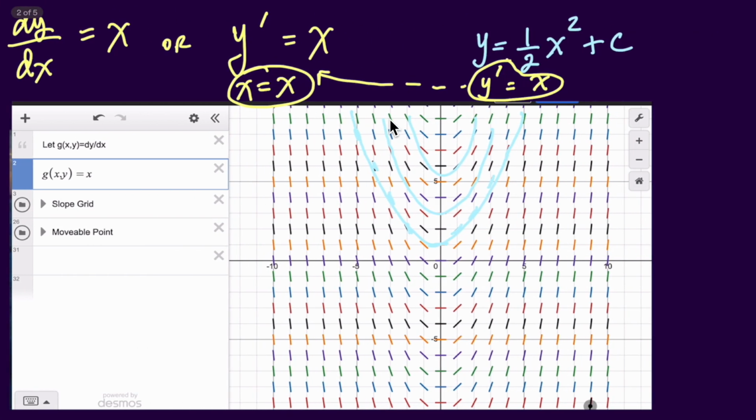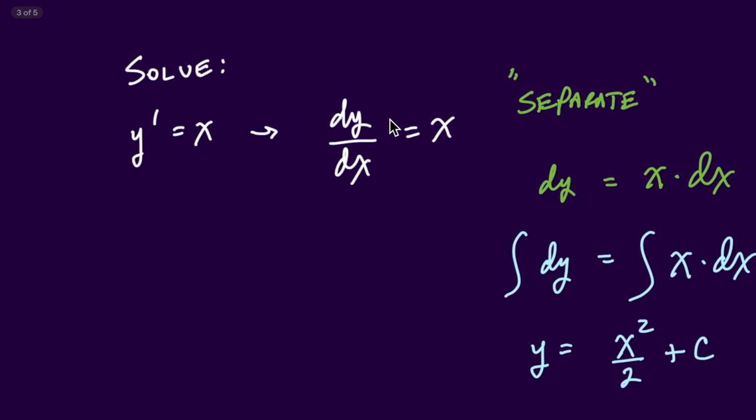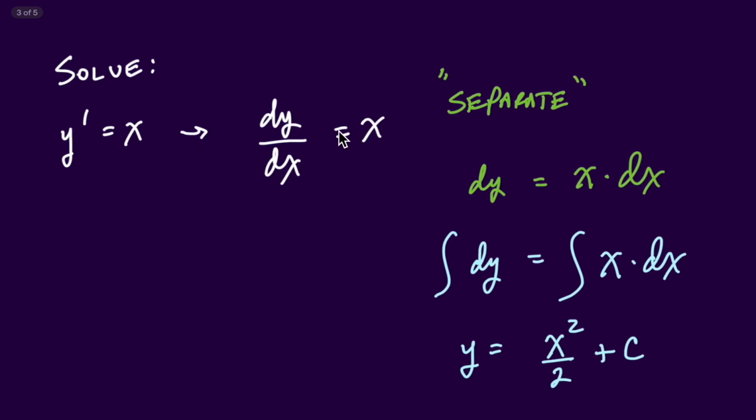Let's just prove this algebraically. If we were to solve this using the separation of variables technique, here again, here's our differential equation, dy dx equals x. We're going to put the x's and the dx's on that side and the y's and dy's on that side. What we did is just multiply both sides by dx.